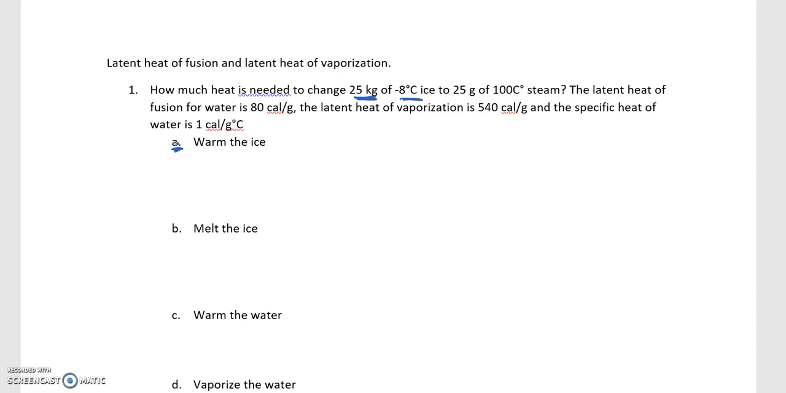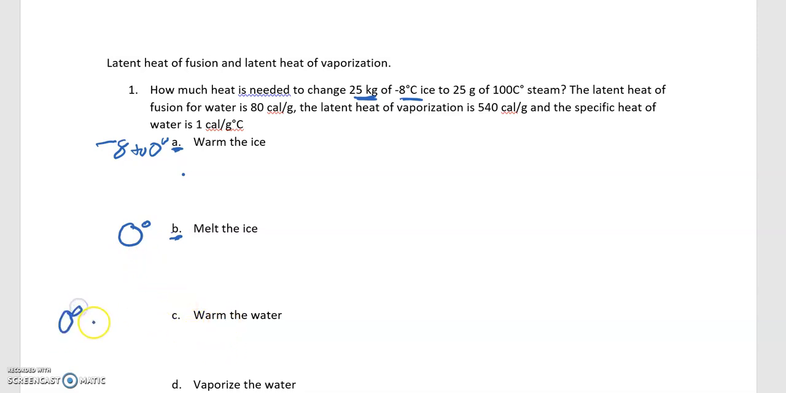Once we get the ice up to 0 degrees Celsius, so let me write the temperatures here, negative 8 to 0. Once we get it up to 0 degrees Celsius, then we will enter that phase change for melting the ice. Now, as we are melting the ice, remember, during a phase change, the temperature does not change, so it's going to be at a constant 0 degrees Celsius. Once we get all that ice melted, then we'll have liquid water at 0 degrees Celsius, so we then have to warm the water.